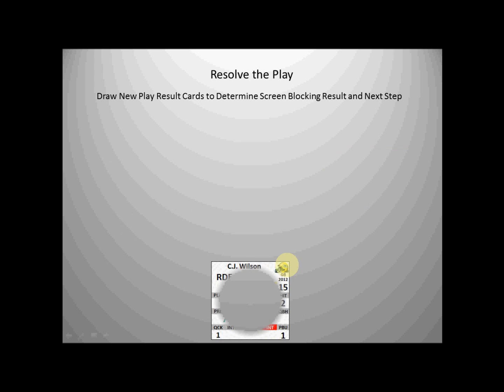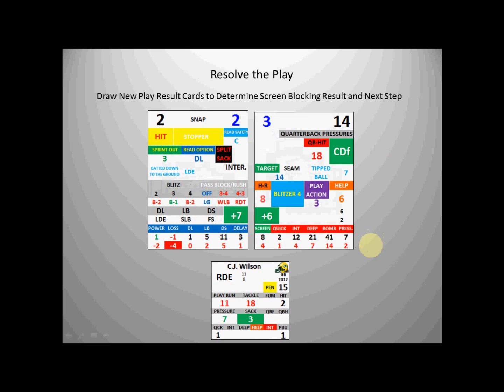We draw the next play cards and determine if the screen blocking is actually blown up. So again, it's C.J. Wilson, and we flip the PRCs, and we see that 2 fits within C.J. Wilson's pressure rating. So he does blow up the screen blocking. And as a result, we use the lower QB screen pass number. So when Drew Brees throws the screen pass, we're going to use his lower number since C.J. Wilson blew up the screen blocking.